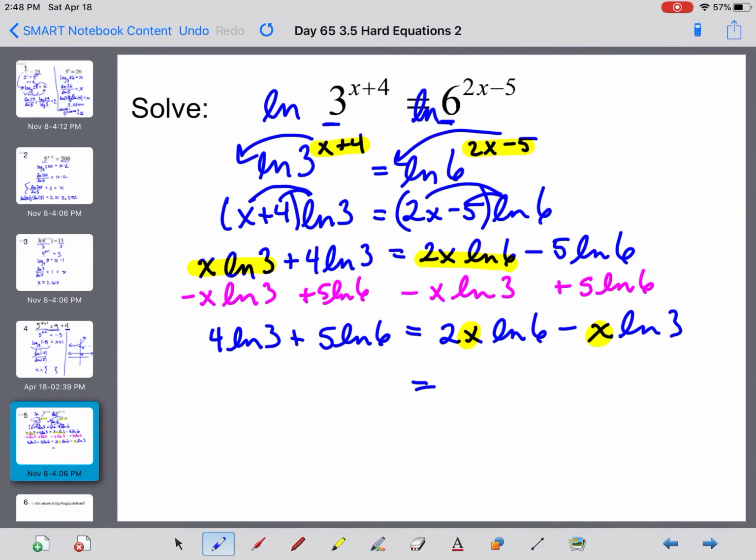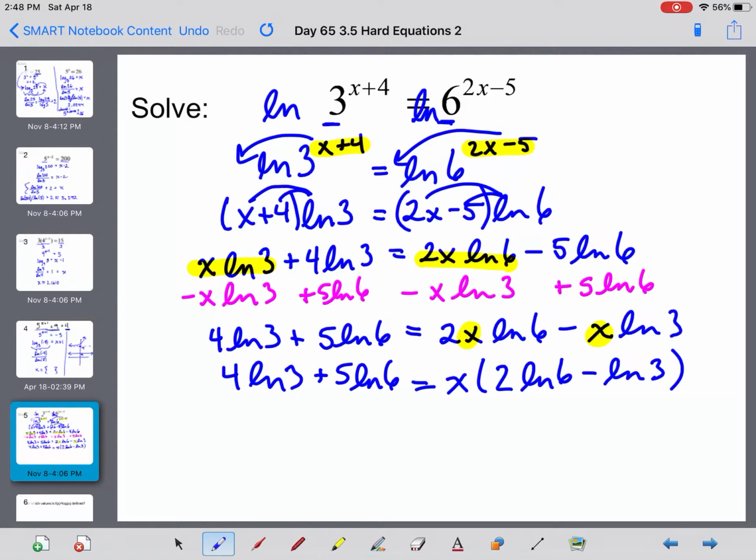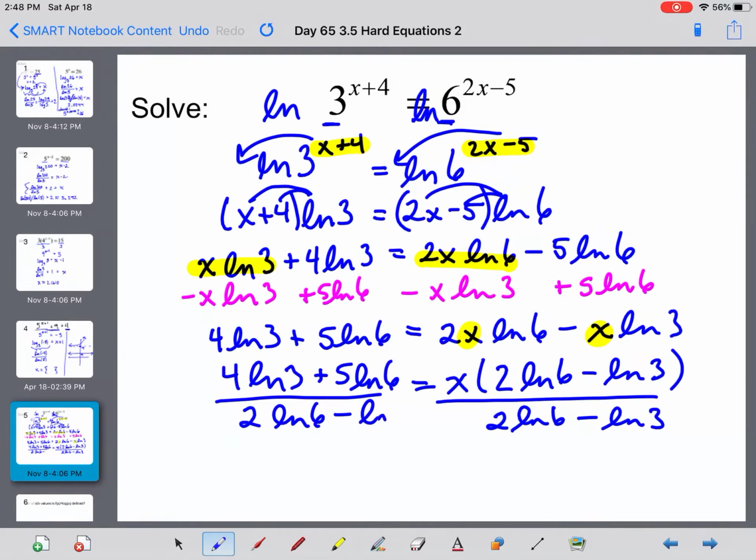I need to get my x's together. What I can do is factor out that GCF of x. So then I still have whatever on the left-hand side. Now, if this is x times some number, I can go ahead and divide both sides by this 2 natural log of 6 minus the natural log of 3.